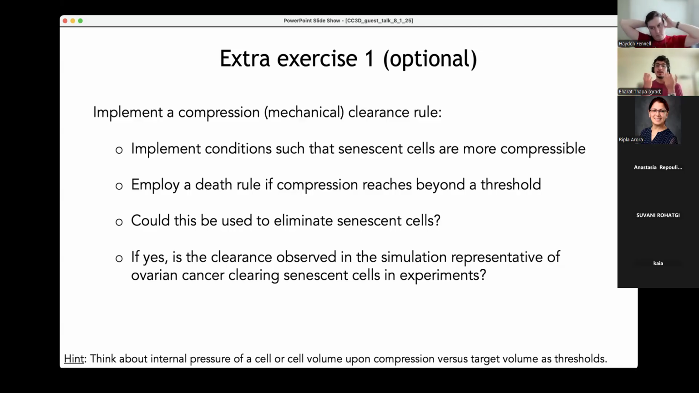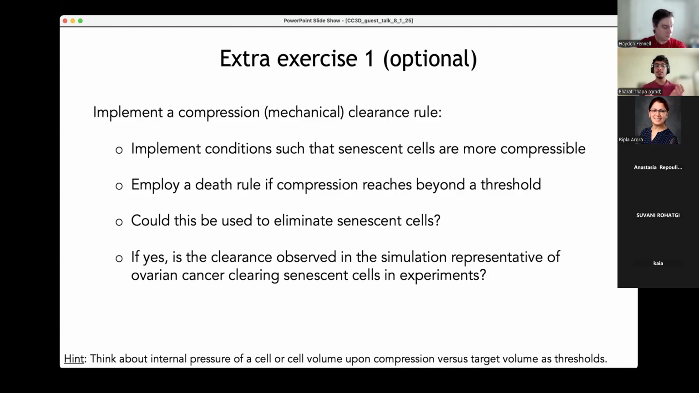Because of the sheer proliferation pressure of cancer cells, you're compressing other cells, and you're able to eliminate cells based on that. So the way I would implement it first would be to make a cell more compressible. I'll make the senescent cells more compressible. Remember the lambda we talked about, which was distributed equally? I think the mean was around 20, something like that. I would make that maybe 2 or 4, so that senescent cells are more compressible.